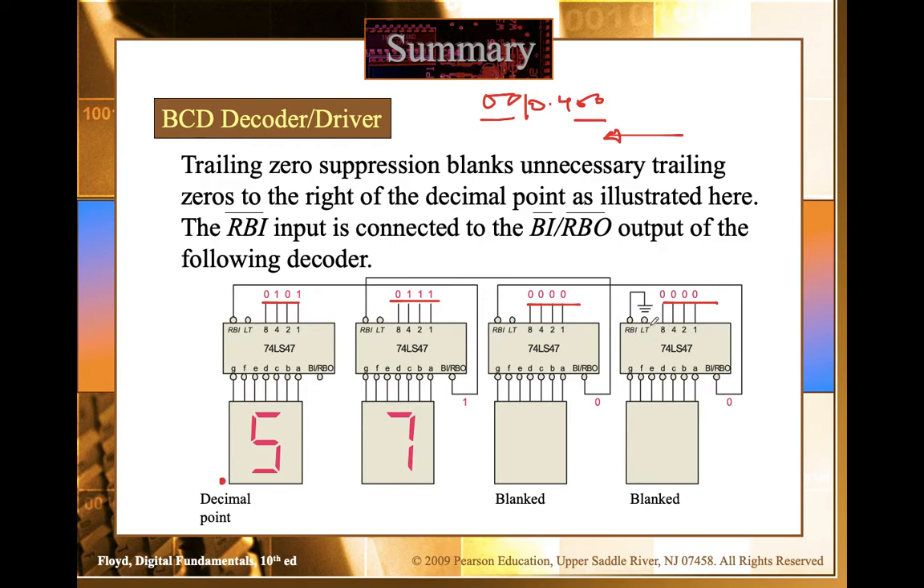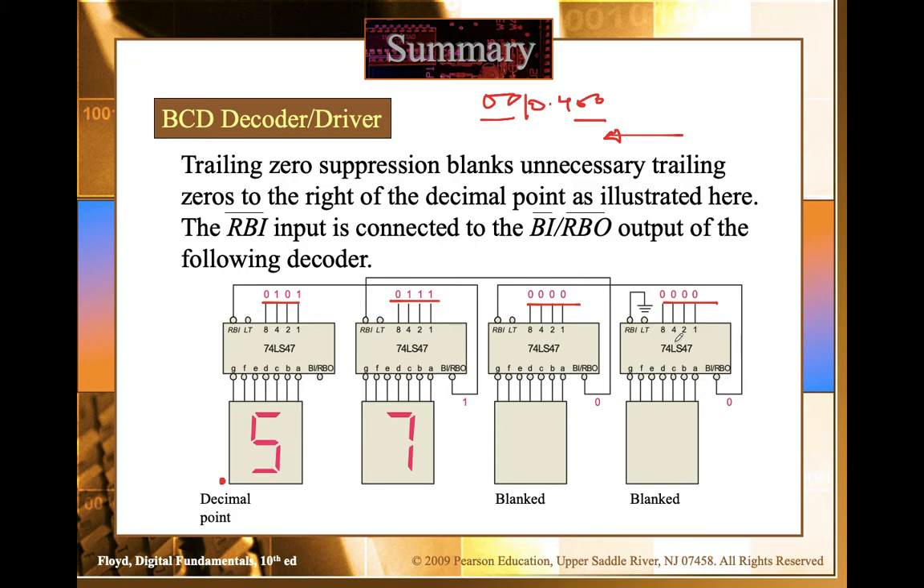You will enable the first RBI, just like we did for the leading zero. Enable the first, and then for the rest, just keep connecting RBO of the first IC with RBI of the second IC, RBO of the second IC with RBI of the third IC, and RBO of the third IC with the RBI of the fourth IC. So it is the same procedure as we did before. It's just starting from this side.